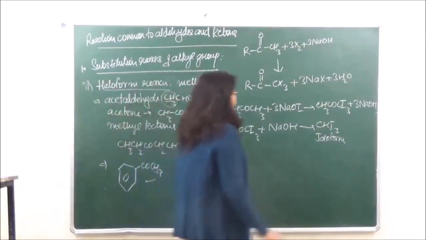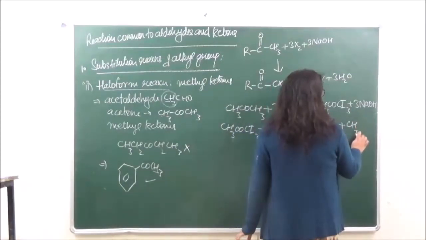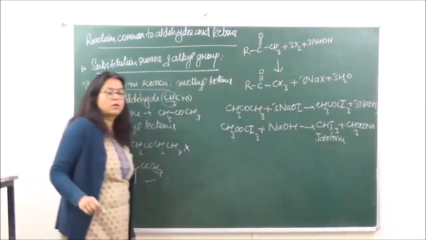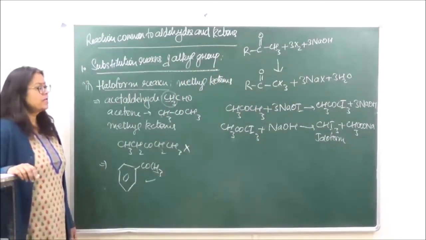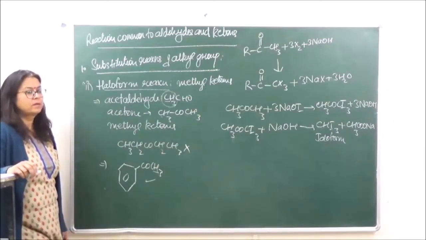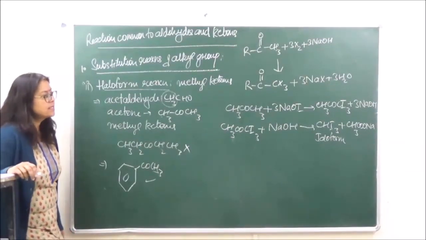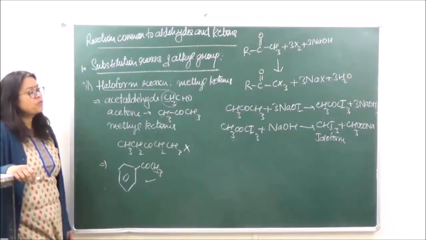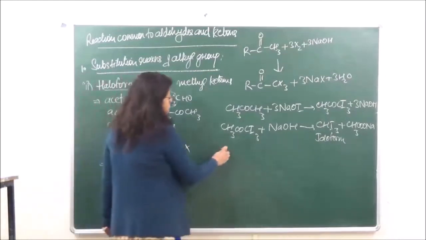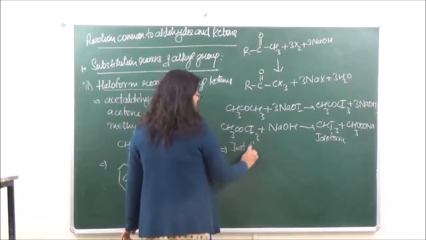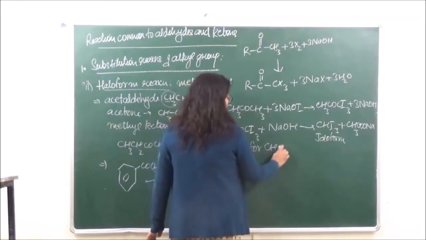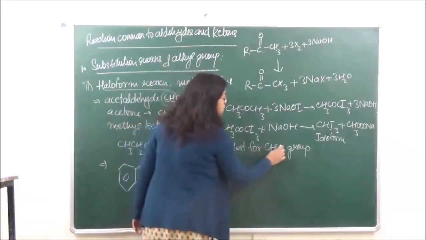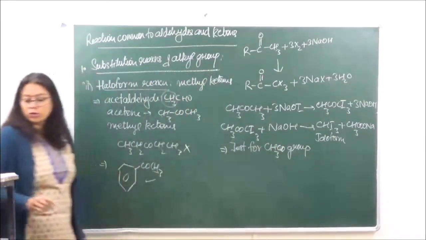Okay, and with this we are going to get sodium acetate, CH3COONa. Okay, so this is the test. The yellow color of this iodoform is going to be a test for the CH3CO group. So this is a test for CH3CO group, methyl ketone.